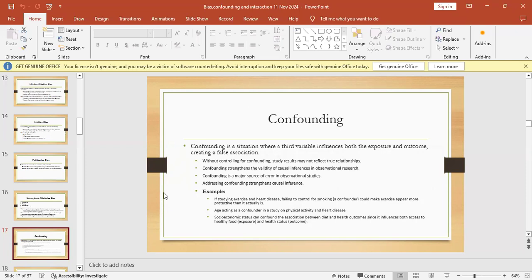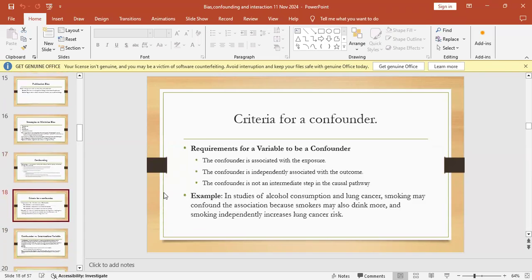So, what is confounding? It is a situation where a third variable influences both exposure and outcome, creating a false association. For example, if a study of exercise and heart disease fails to control for smoking, that confounder would make exercise appear more protective than it actually is. Another example is age acting as a confounder in a study on physical activity and heart disease. A third example is socioeconomic status, which can confound the association between diet and health outcome, since it influences both access to healthy food, the exposure, and the health status, the outcome.